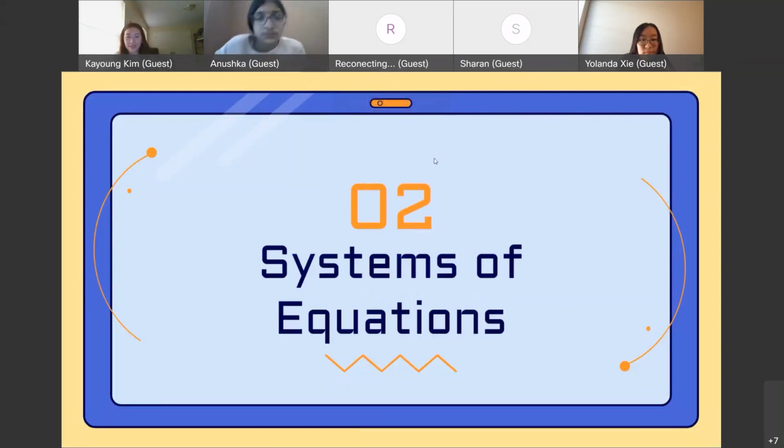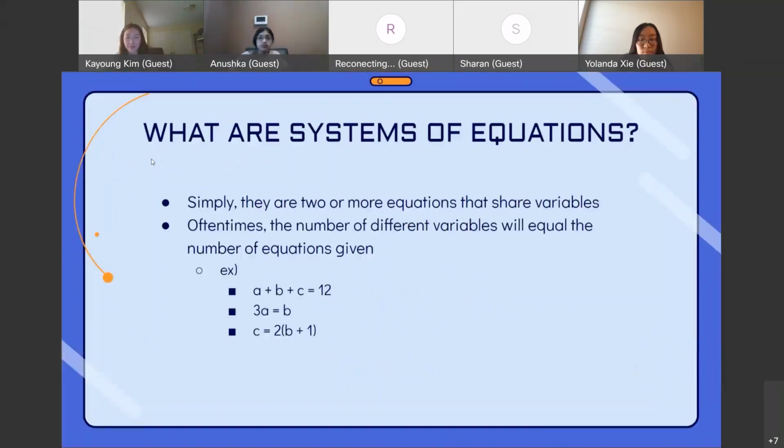Okay, so the second thing is learning about systems of equations. Does anybody know, based on what we just did in the Desmos, how to solve systems of equations? Or have you at least heard of them? You can unmute and tell me, or tell me in the chat. I think it's just balancing out and isolating variables.